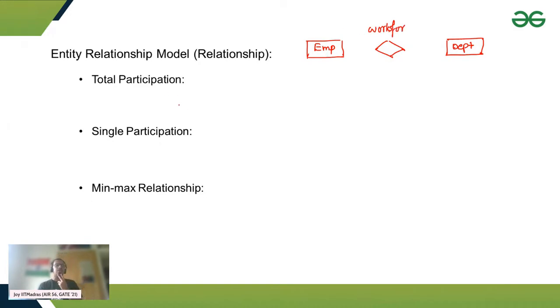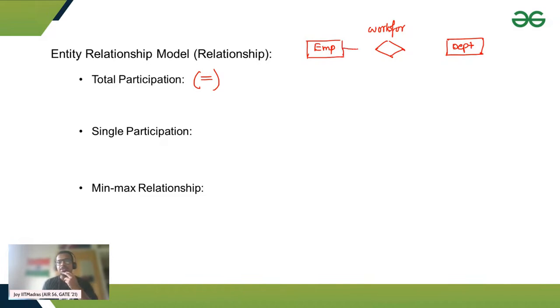Now the thing is that total participation is a scenario in which we can say that one entity is fully participating. It means that all the entities, whatever the existing members are there in the entity, everyone is participating in the relationship. So this total participation is represented using double dashed lines. So for our last example, this employee is actually participating totally.